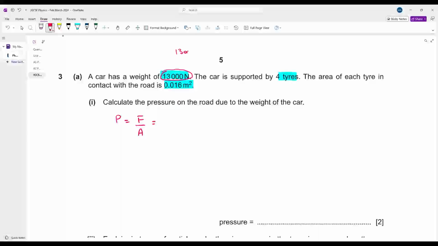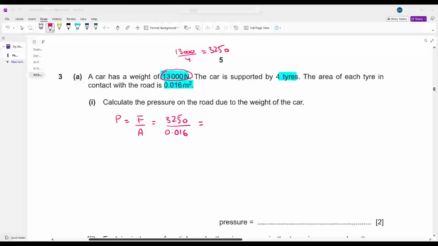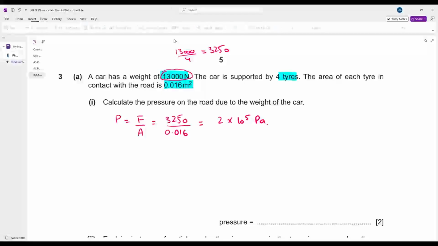How will you calculate the force on one tire? 13,000 divided by 4. The force on one tire is 3,250 Newton. 3,250 Newton is your force on one tire. What is the area? 0.016. Can you calculate the pressure बेटा? प्रेशर निकाल लोगे, फोर्स आ गया, एरिया आ गया. Can you calculate the pressure? Pressure is equal to 2 into 10 raised to the power of 5 pascals. इजी. आगे बढ़ते हैं.